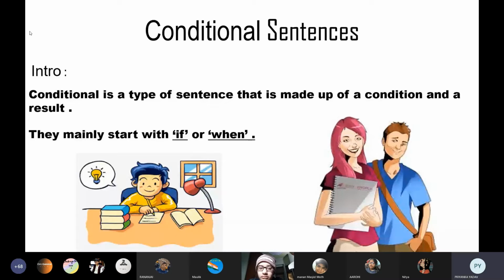Nitya, you will explain the concept using your slides. Over to you, Nitya. Okay, ma'am.